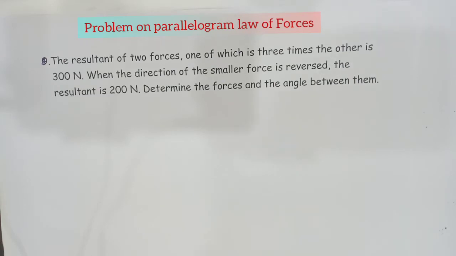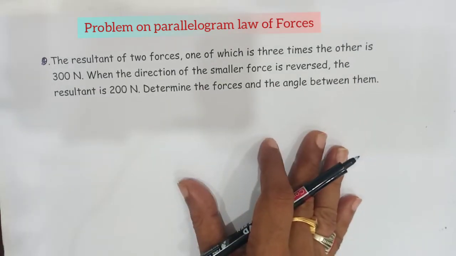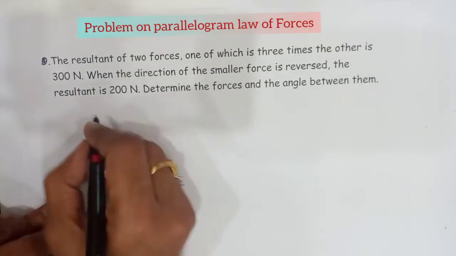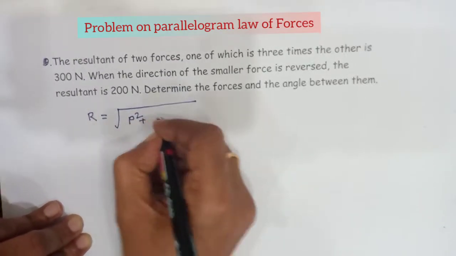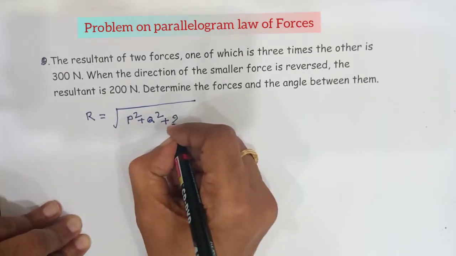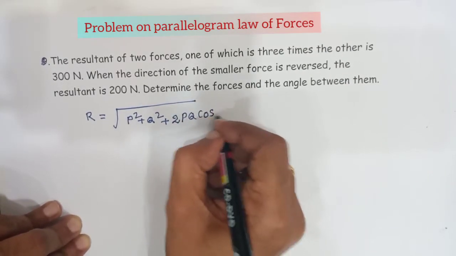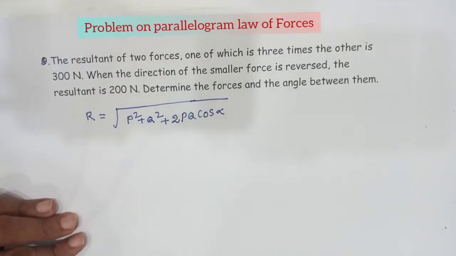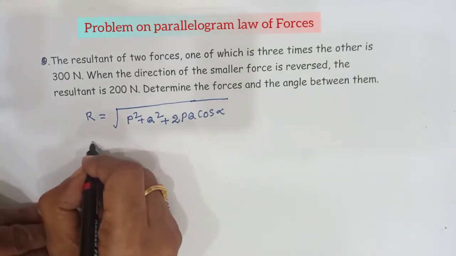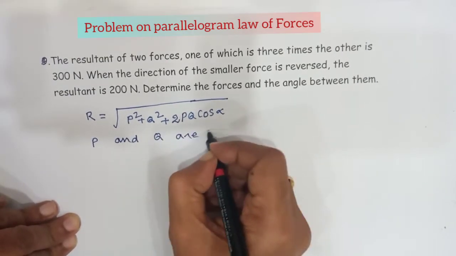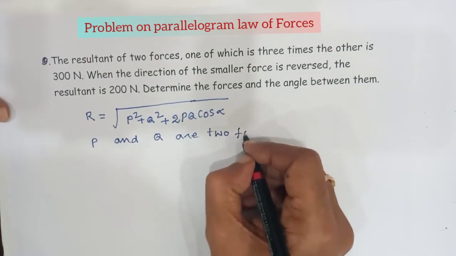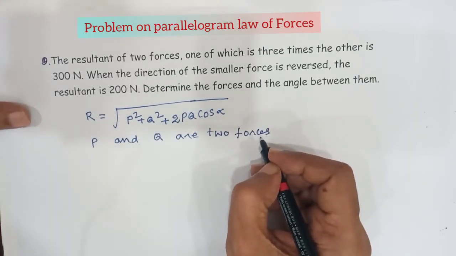of parallelogram forces. So here, under the law of parallelogram forces, the formula used for finding the resultant is R is equal to root of P square plus Q square plus 2PQ cos alpha, if alpha is the angle between two forces. P and Q are the two concurrent forces.